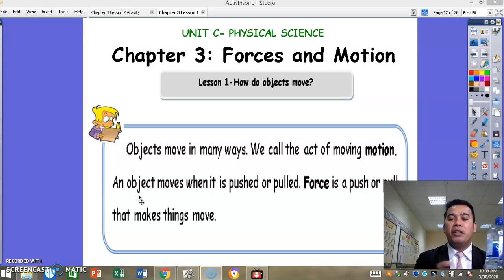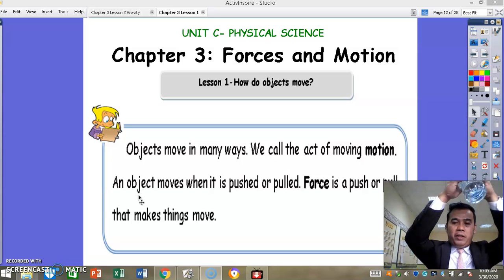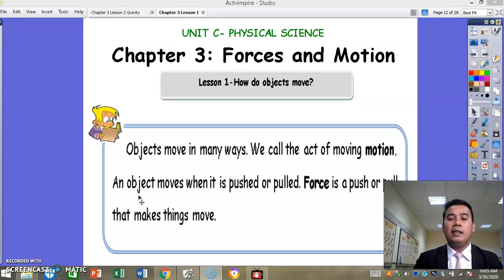And there's something to do with force. Push and pull, that is a force. A force might be strong or not so strong.